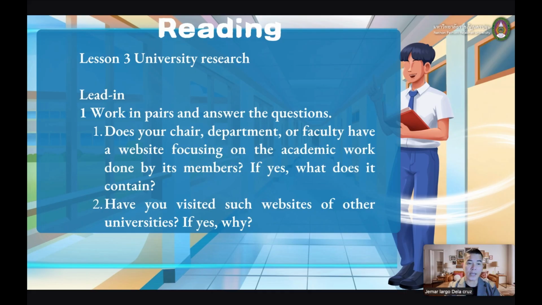Lesson 3 is all about university research. Before we start, work in pairs and answer the questions. Number 1, does your chair, department, or faculty have a website focusing on the academic work done by its members? If yes, what does it contain? Have you visited such websites of your university? If yes, why?